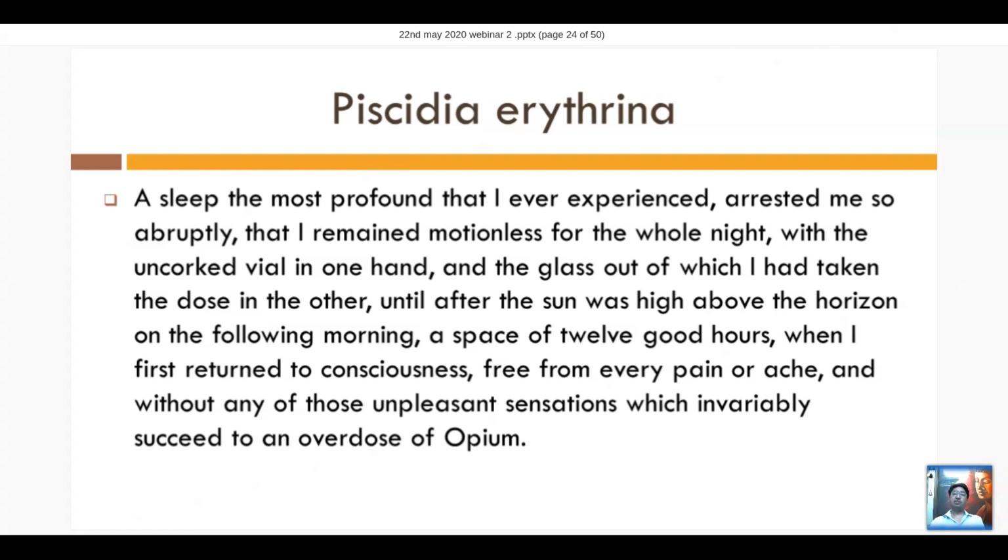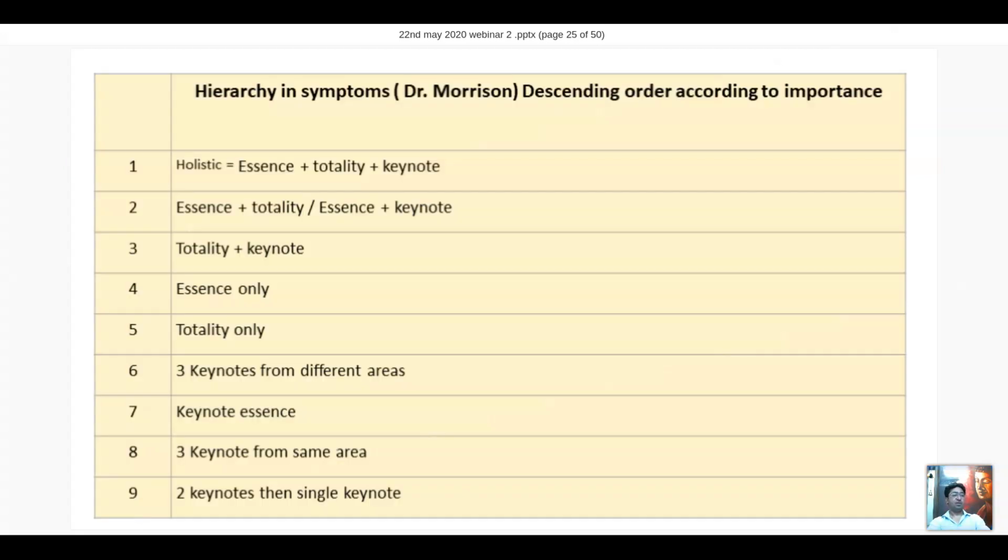So there must be some clear-cut criteria, right? So here I want to refer to Dr. Morrison of California. He has given a very beautiful hierarchy of the symptoms, in descending order according to their importance.